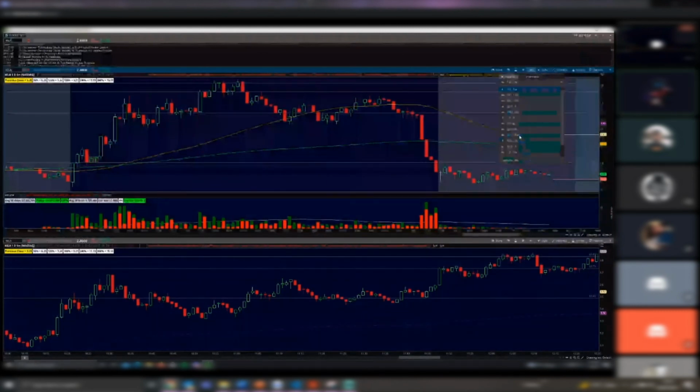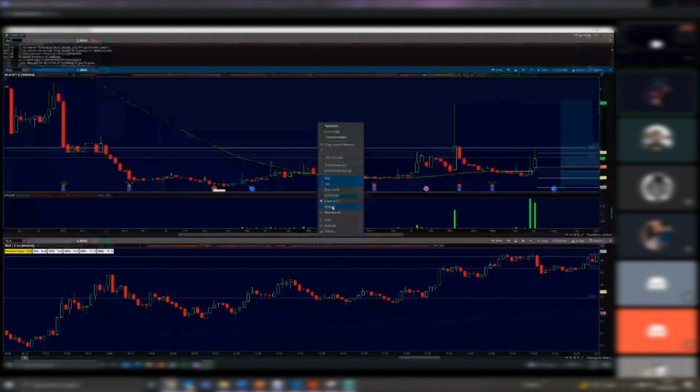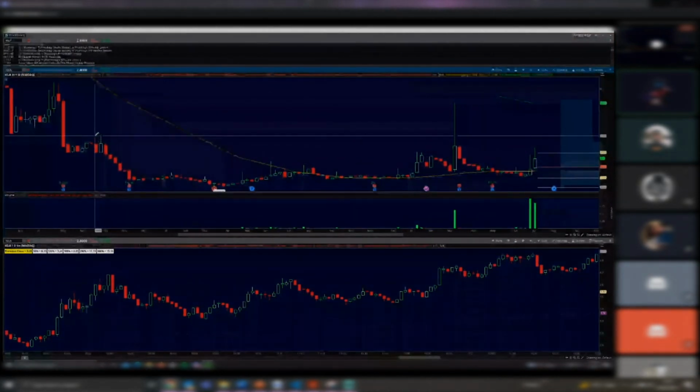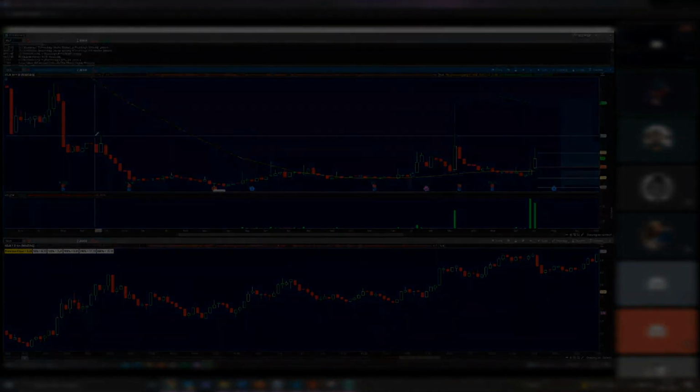But again, I use the weekly 20-year and the daily 10-year. When I first started, I used to use the monthly chart a lot, and I used to try to overcomplicate things. But I just use the weekly 20-year and the daily 10-year.